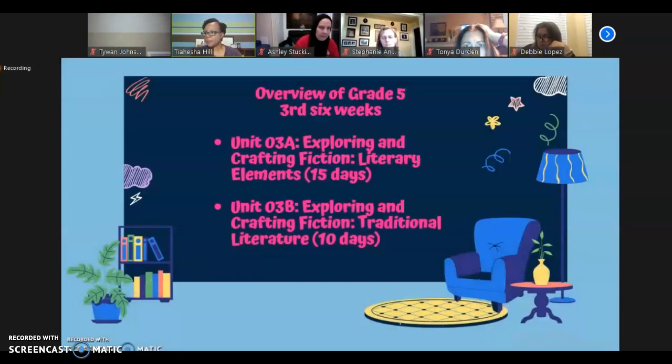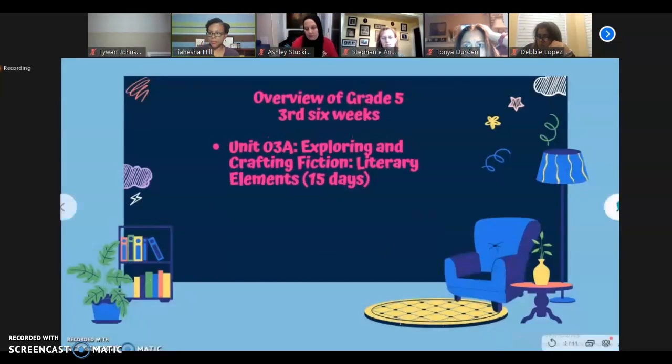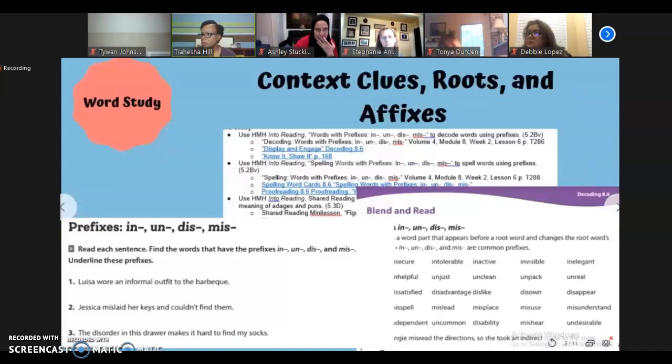Crafting fiction, traditional literature. Let's start off by quickly reviewing Unit 3A, Exploring and Crafting Fiction, Literary Elements. In word study, you will continue to have a focus on context clues, roots, and affixes, which is a continuation from the previous unit. You will continue to deepen the student's understanding of how to determine the meaning of words by using context clues, roots, and affixes. They will apply this knowledge within the writing workshop to spell words with roots and affixes.